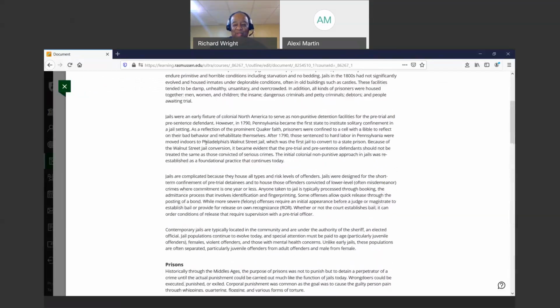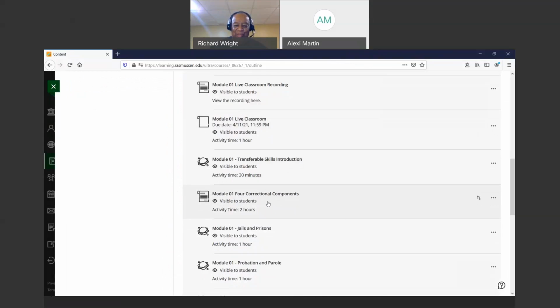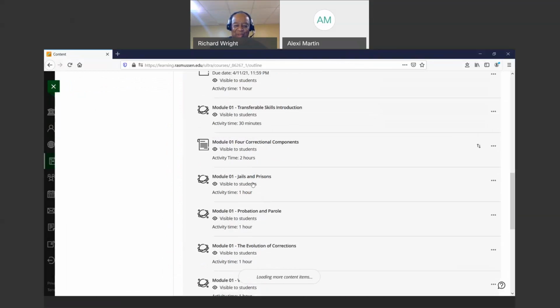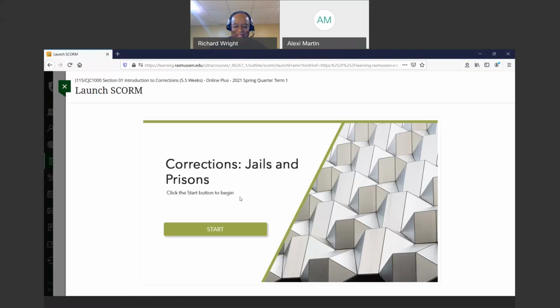By the way, when you do your assignments, try not to rely solely on your textbook because we want you to do research as well. So this gives you an understanding of this. If we were doing a lecture, I would break it down, and then I would do each of these. And it will load, and it starts telling you about jails and prisons.